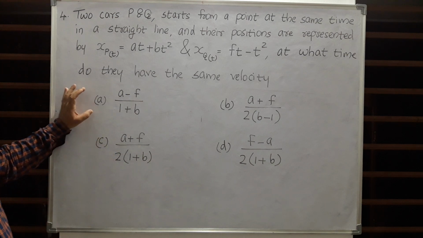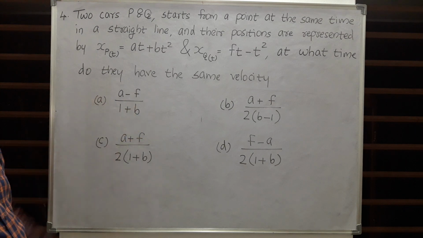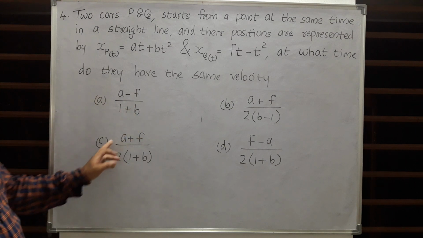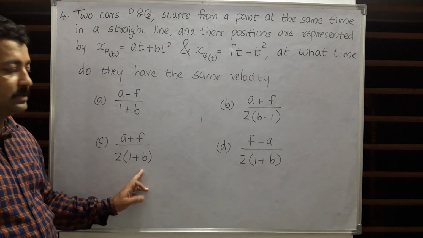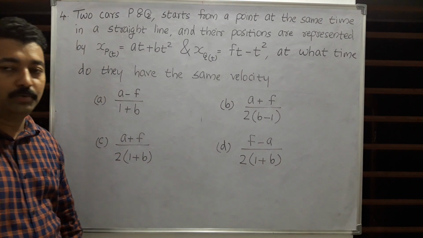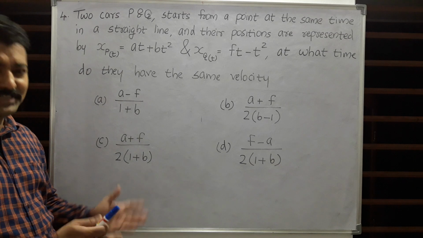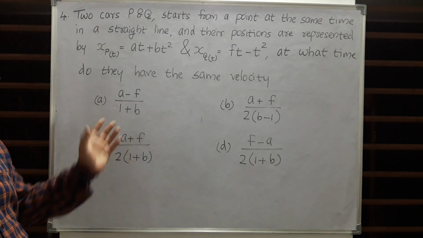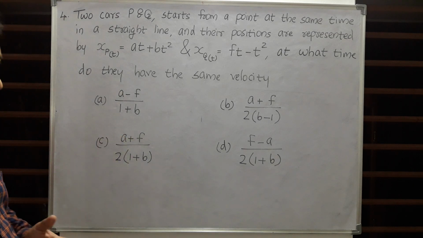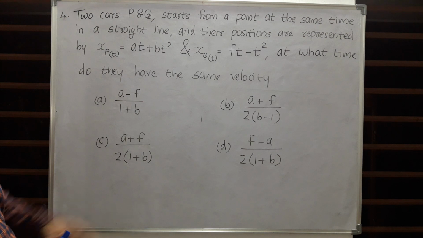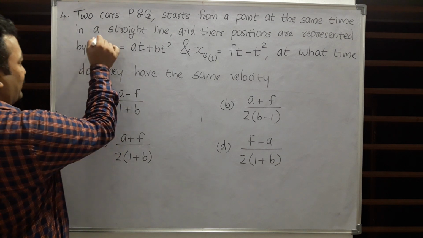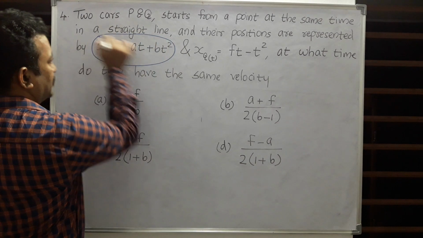The options are: a, a minus f divided by 1 plus b; b, a plus f divided by 2 into b minus 1; c, a plus f divided by 2 into 1 plus b; and d, f minus a divided by 2 into 1 plus b. It's actually a very simple question, it doesn't look as complicated as the expressions. So just note this down. You can see two expressions are given.